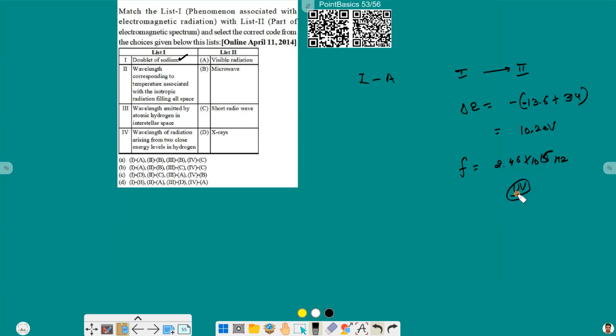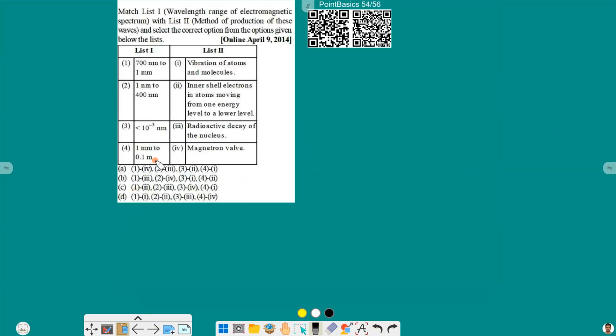And if it is in the UV region, we don't have a UV region here, but we can map it to the visible region. But the visible region is already mapped with the first, so we can say the second should also go to A, and there is no option given which is satisfying this condition. So all options are wrong here. Now let us move ahead.